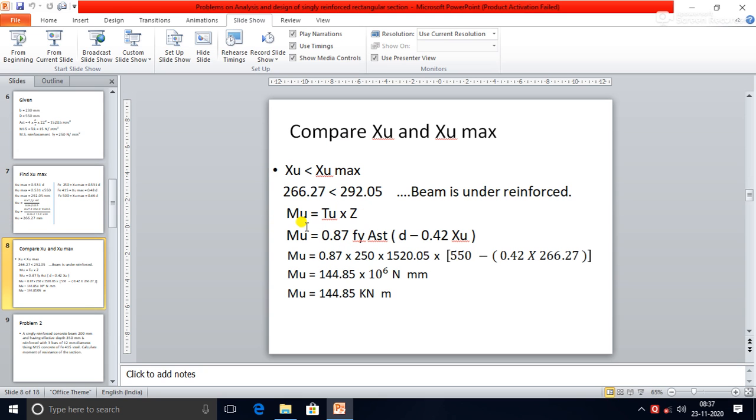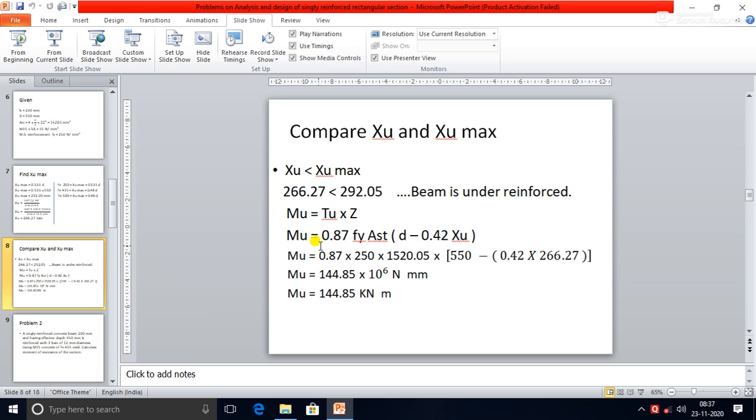So the section is an under-reinforced section. It is no problem. When the section is under-reinforced, you have to equate Mu equal to Tu into Z. When the section is over-reinforced, you have to equate Cu into Z. So remember, when the beam is under-reinforced, you equate Mu to Tu into Z, and when the beam is over-reinforced, you equate Cu into Z. Cu is the ultimate compression, and Tu is the ultimate tension.